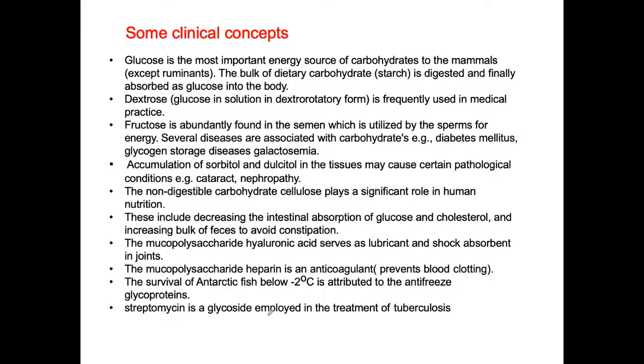Several diseases are associated with carbohydrates, for example, diabetes mellitus, glycogen storage disease, and galactosemia. The accumulation of sorbitol and galactitol in the tissues may cause certain pathological conditions, for example, cataract and nephropathy. The non-digestible carbohydrate cellulose plays a significant role in human nutrition. These roles include decreasing intestinal absorption of glucose and cholesterol and increasing the bulk of feces to avoid constipation.